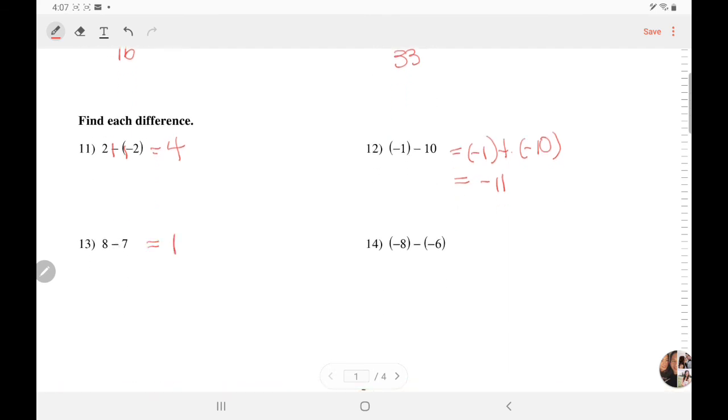That's just 1. In number 14, we use rule number 3 where you see negative minus a negative, it's really to add. So now we use rule number 1 where you're trying to add opposite signs. 8 is negative, 6 is now positive. So you subtract. 8 minus 6 is 2. And take the sign of the stronger number, 8, which is negative.